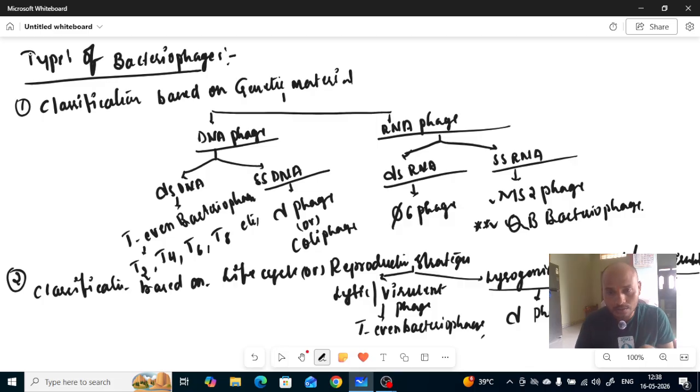T even bacteriophage and lambda phage both contain DNA as their genetic material, but the major difference is that T even bacteriophage has double stranded DNA and lambda phage has single stranded DNA. So this is the other classification, made based on the life cycle or reproductive strategies of bacteriophages. So, this is all about bacteriophage introduction, structure and classification. Thank you.